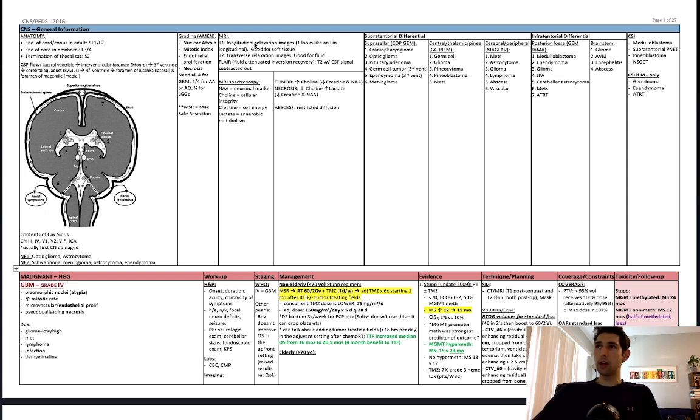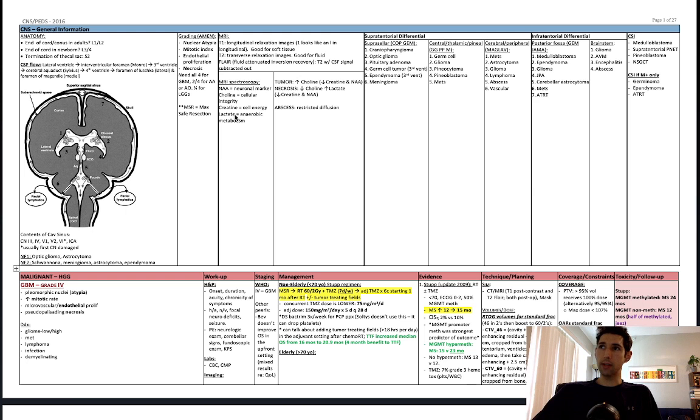MRI: T1 is the longitudinal relaxation image. The 1 looks like an L in longitudinal, so just remember T1, longitudinal relaxation. This is good for soft tissue. T2 is a transverse relaxation image. This is good for fluid. So again, T1, longitudinal, 1 looks like an L, good for soft tissue. T2, transverse, good for fluid. FLAIR is fluid attenuated inversion recovery. This is T2 with the CSF signal subtracted out.